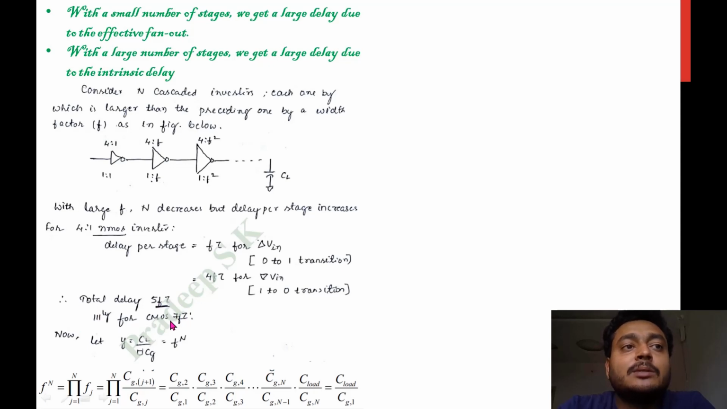Okay, so similarly for CMOS, we'll have 7f tau. These two things you have already seen in your last videos. Why 5 tau and why 7 tau, I discussed.